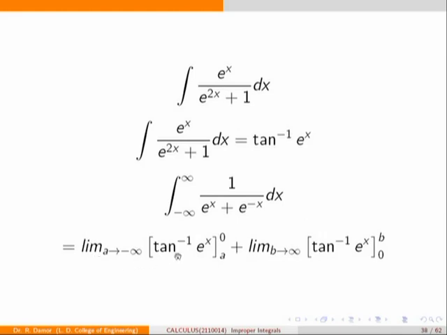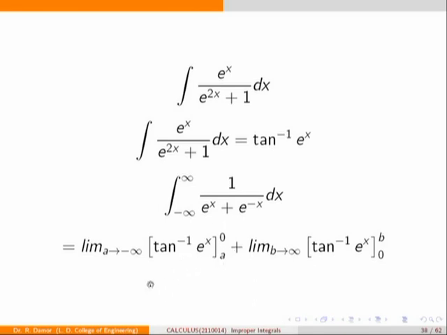Limit a tends to minus infinity, tan inverse e raised to x from a to 0, plus limit b tends to infinity, tan inverse e raised to x from 0 to b. Now see this, a to 0 and 0 to b. Now you can put down your upper limit and lower limit. What do you know? Tan inverse 0. What is the value of tan inverse 0? You can recall tan 0 equal to 0, so tan inverse 0 is also 0. Clear? So the upper limit goes to 0 and the lower limit, tan inverse e raised to a.